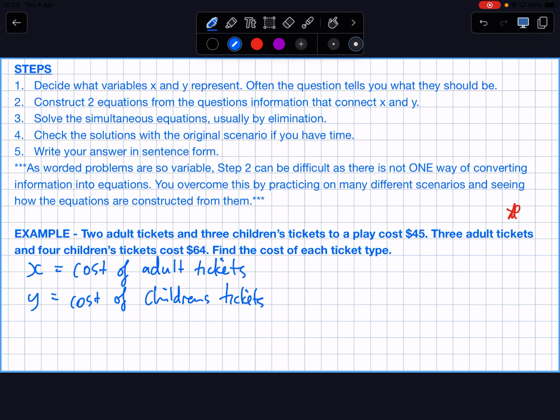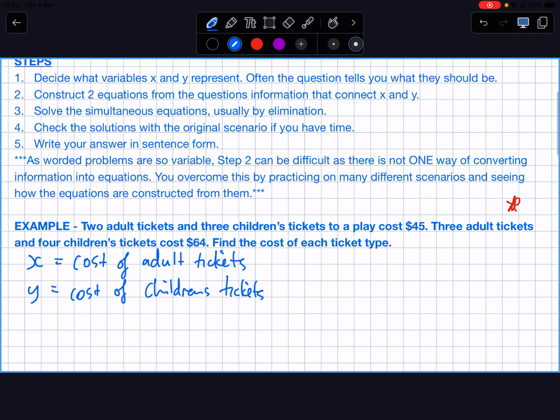Construct 2 equations from the question info connecting x and y. What is the scenario here? Are there 2 different purchases? Yes. So purchase 1. What was the first purchase? 2 adult tickets and 3 children's tickets. So if I bought 2 adult tickets, what would the cost of that be? 2 times by x, whatever x is. Okay? So 2x plus, what algebra could I write that represents the children's tickets? 3y. And what does that cost total? 45.